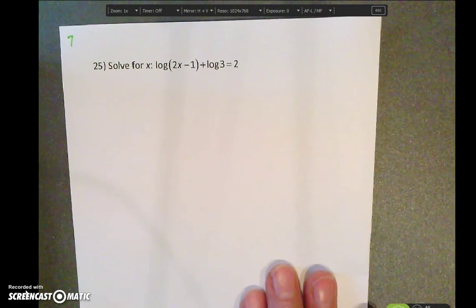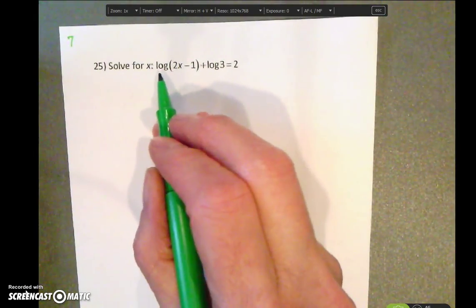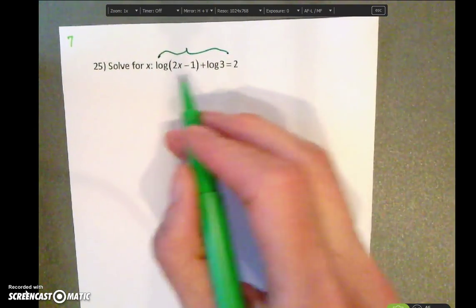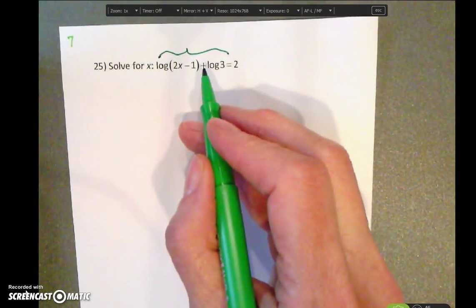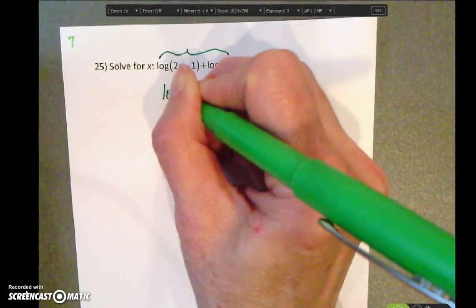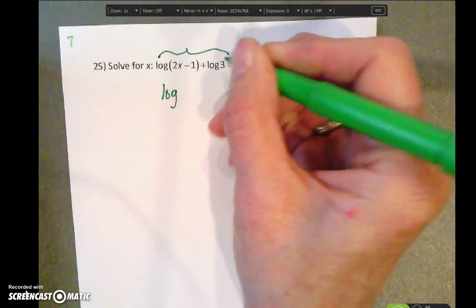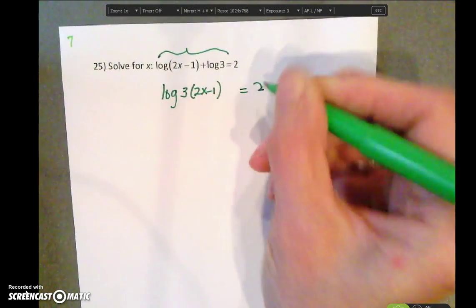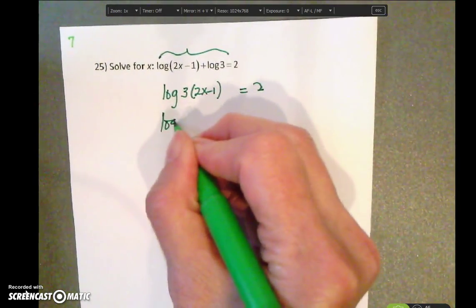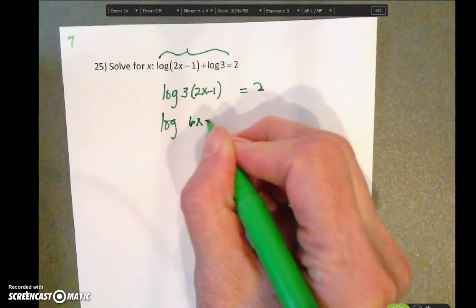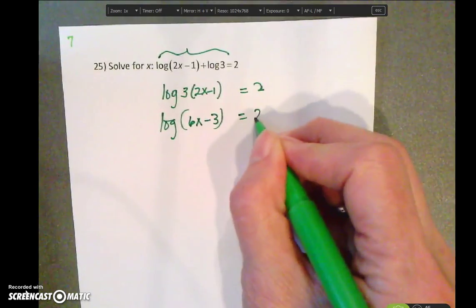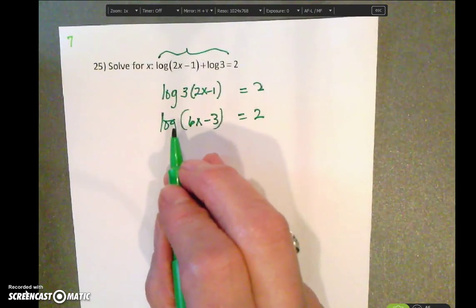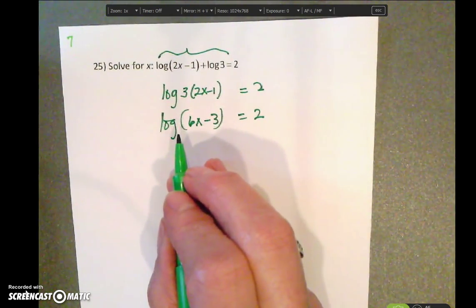So let's look at one last problem here. Again, I want to solve this for x, and you can see I've got several logs on this side that I can combine together. It's addition, so that means that when I combine them, I'm going to combine them with multiplication. So 3 times 2x minus 1 is equal to 2. So the log of, and I'll distribute, that gives me 6x minus 3 is equal to 2.